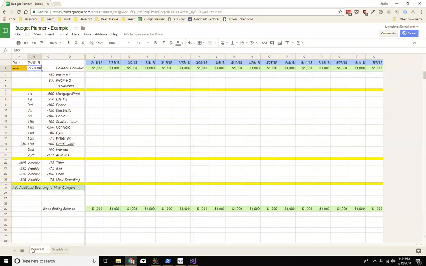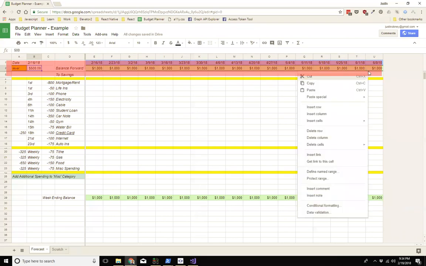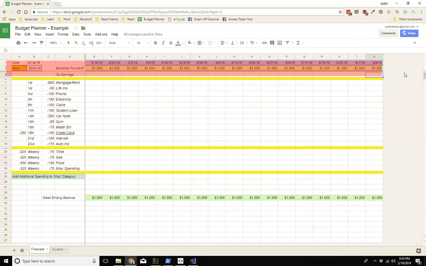So the actual forecast is here. There are actually three sections that we're going to focus on. We have the balance forward week. And what the balance forward week is, is that it's going to be assuming we get paid every Friday, how much will be in our checking account on that Friday when we get paid.